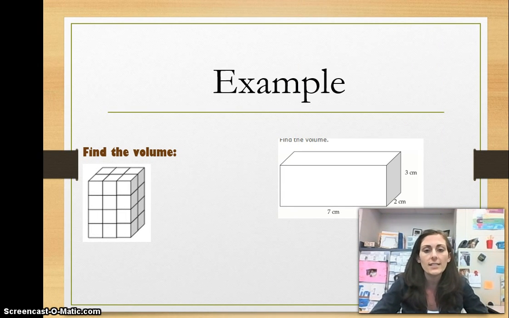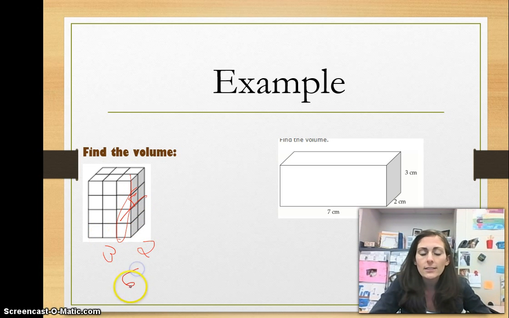So here's our first example. We need to find the volume of this box right here. Now, one, we could count the cubes. We have 3 by 2, and the height is 4. So that means our bottom area is 6, okay? But then I'm going to take 6 times 4 and get 24 cubic units, okay?